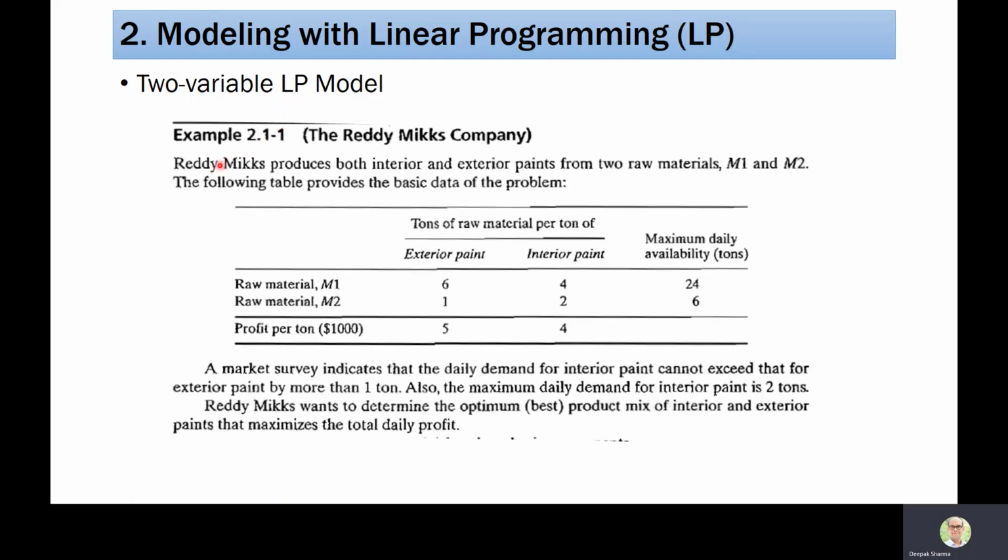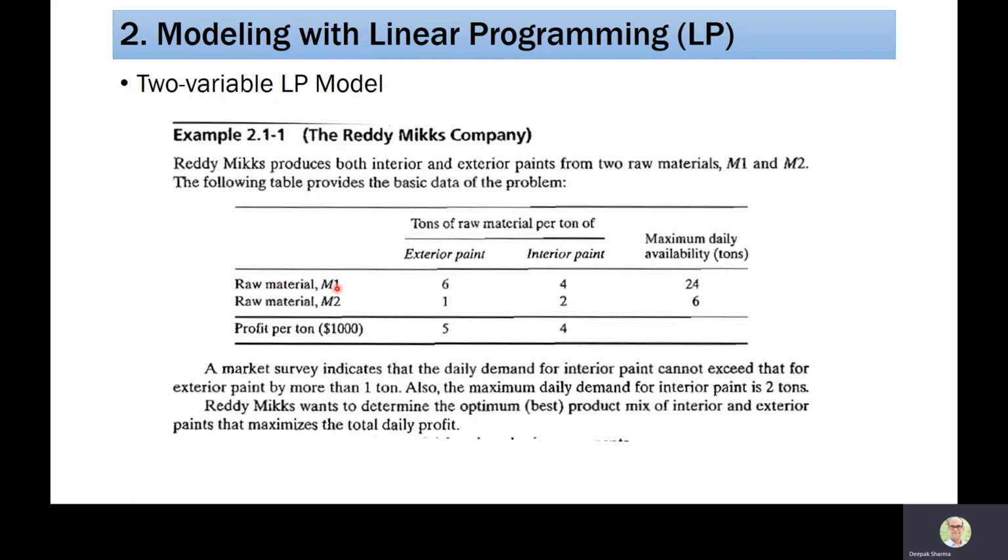Here in this particular example, we have Ready Mix, which produces both interior and exterior paints from two raw materials, M1 and M2. The following table provides the basic data of the problem. So we can see that tons of raw material per ton of the exterior and interior paint are given. Maximum daily availability in tons is also given.